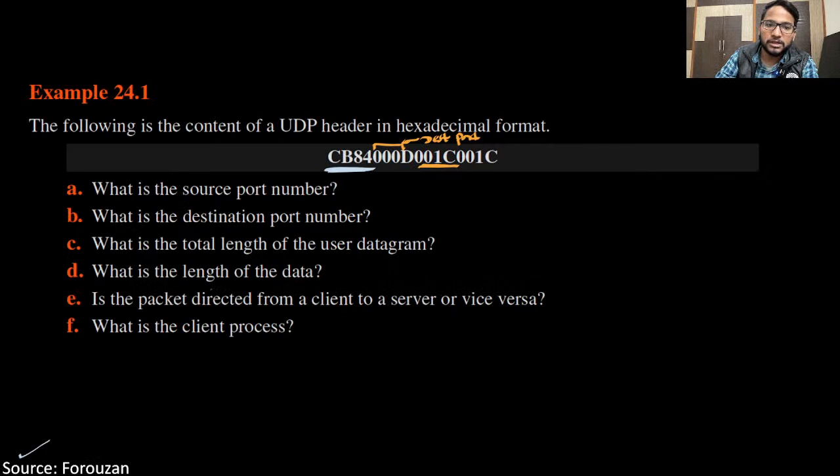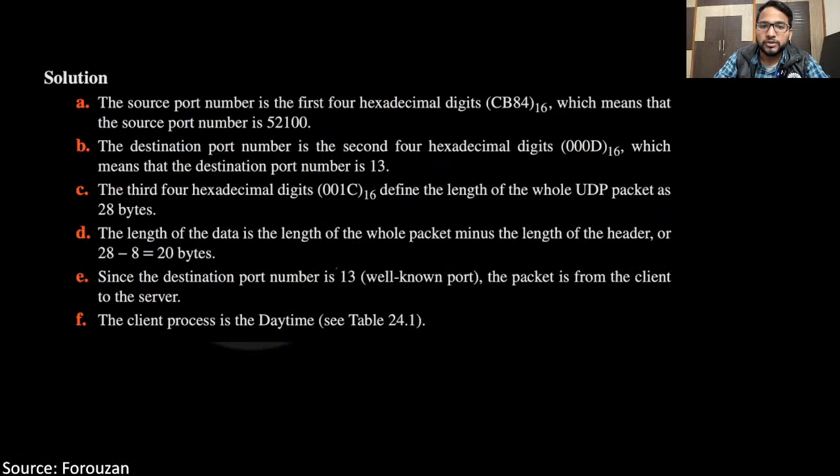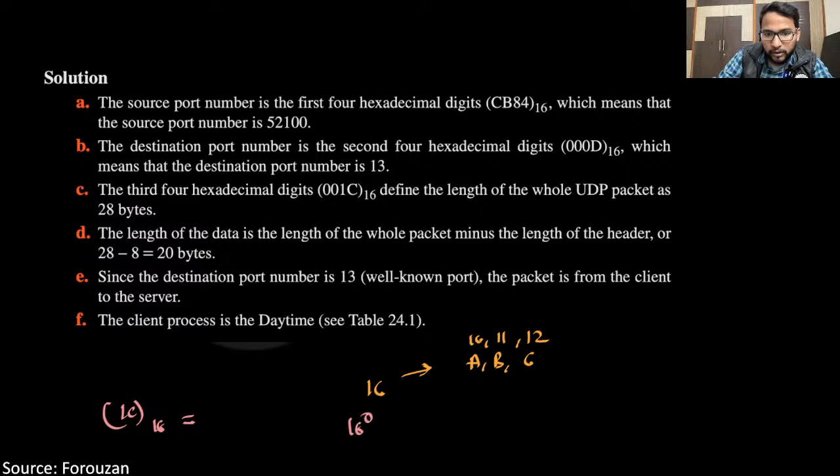And then they ask, and this is interesting, what is the length of the data. As you know, the total length minus the header length will be the length of the data. If you convert the total length to decimal, it comes out to be 28 bytes. How? This is 1C. C means A, B, C, so 10, 11, 12. 1C in hexadecimal will be 16 power 0 into C, C means 12, plus 16 power 1 into 1, which is 16 plus 12, which is 28.